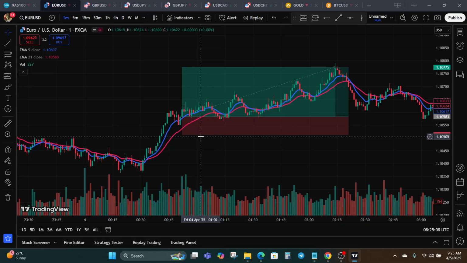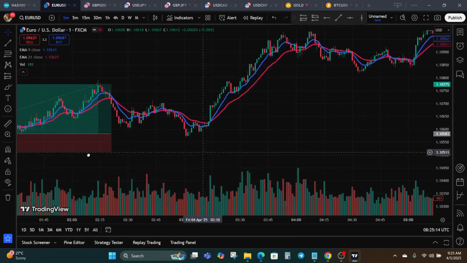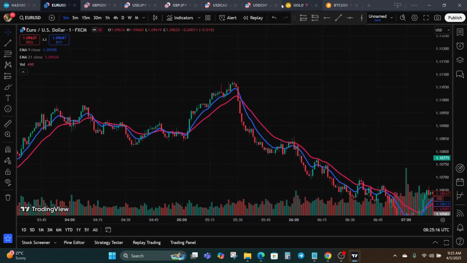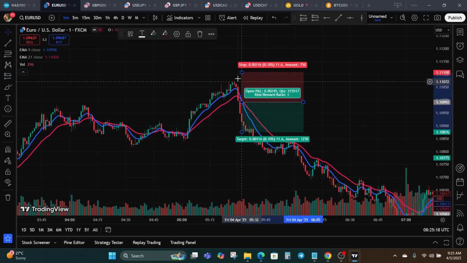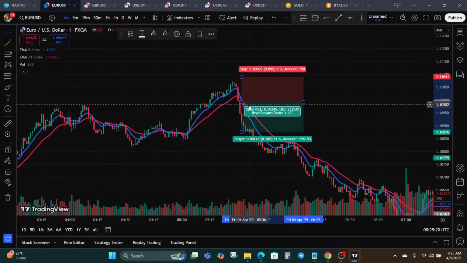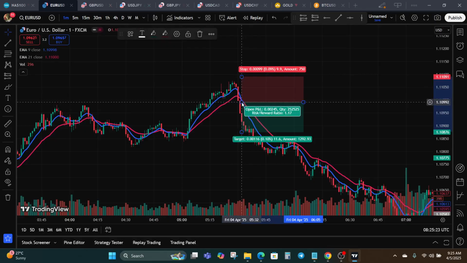Your stop just below the most recent swing low. That is for a buy trade. Or if it is a sell trade, you can place your stop just below the most recent swing high. Perhaps you get a confirmation around here, this bearish candlestick that closed below the EMAs. You can enter your sell, stop loss above the recent swing high.